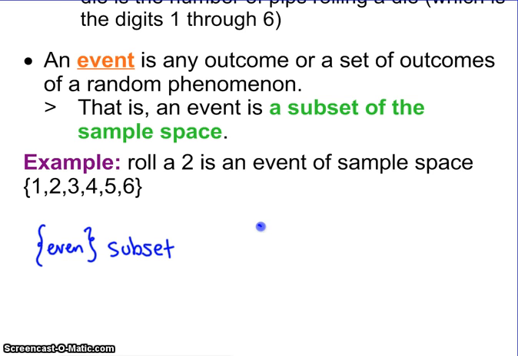In the ice cream example, a subset could be chocolate, vanilla, and strawberry. That could be a subset because we know we still have things like pistachio, cookies and cream, cookie dough ice cream, all that kind of stuff. So this is just a subset of the total sample space.